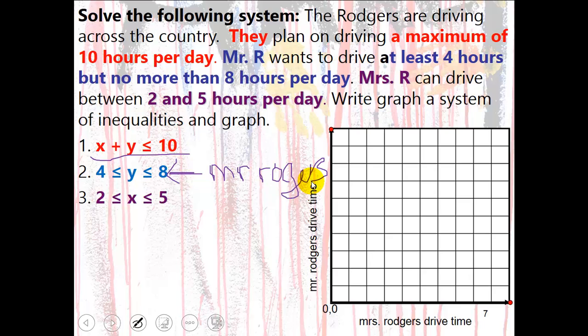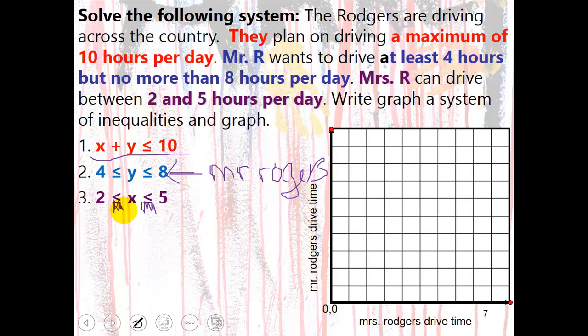Mrs. Rogers can drive between 2 and 5 hours per day. All right? So we have, actually this should be exclusive here. Between should be exclusive. All right? So between 2 and 5. More than 2, less than 5. So let's start graphing this.